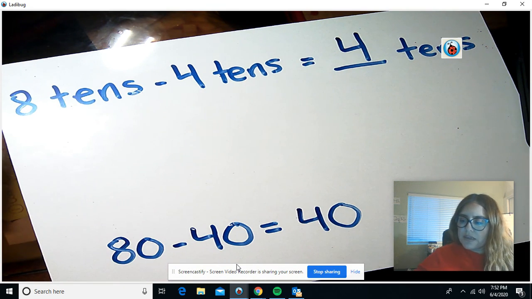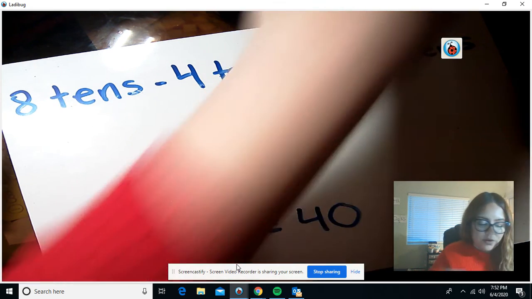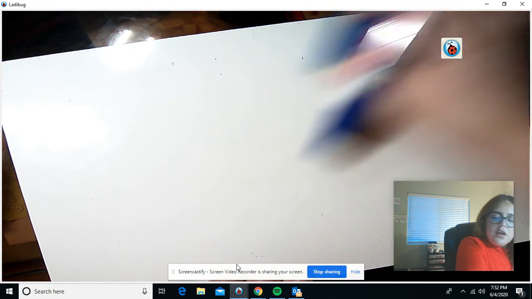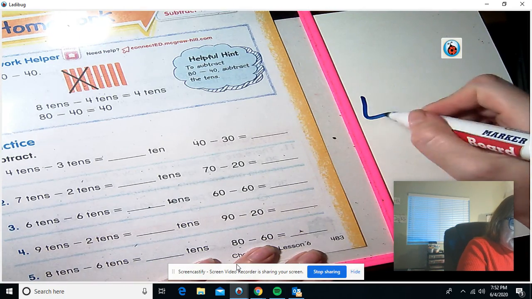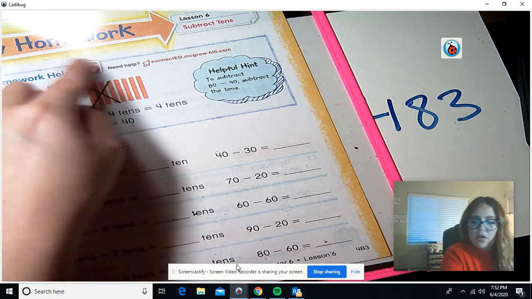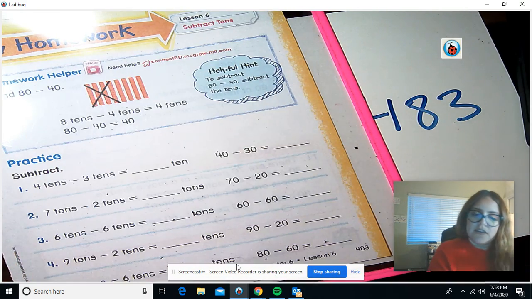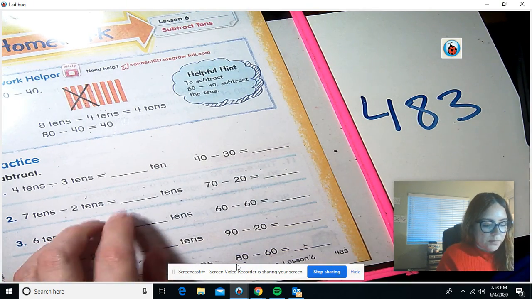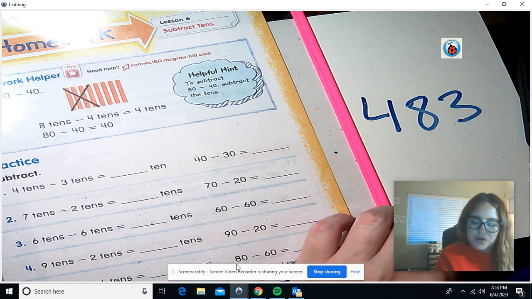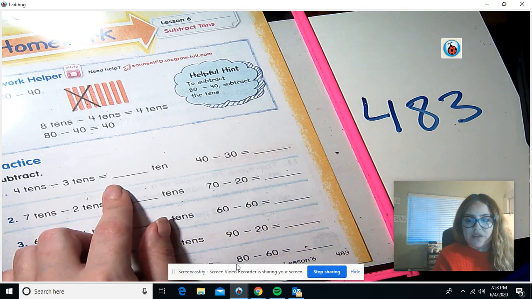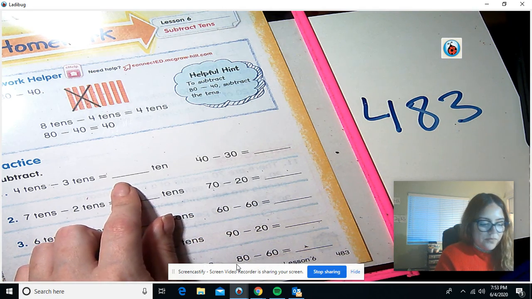All right. So now I'm going to need you to open your math book. You're going to be on page 483 in your My Math book. 483. It says My Homework, and we're subtracting tens. Now, you're going to be doing yours on your paper. I'm going to be doing mine on the whiteboard just because it's a little bit easier for me. But you go ahead and put your answers on your paper, okay?